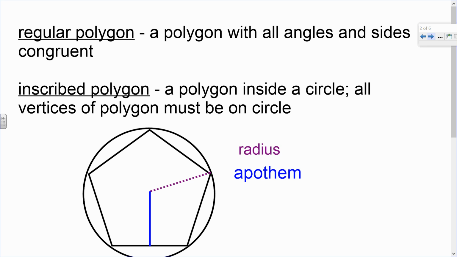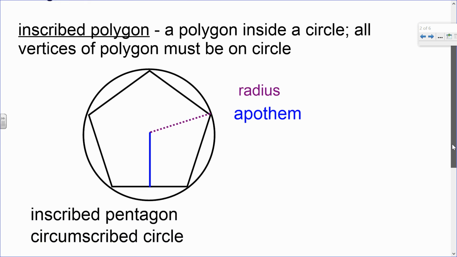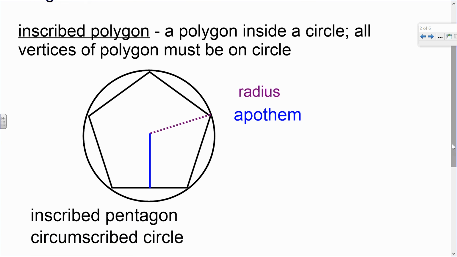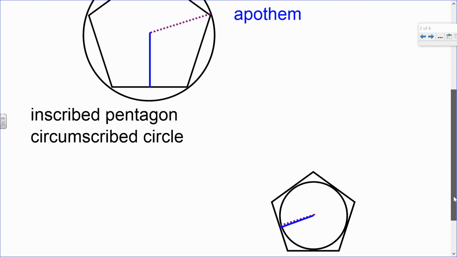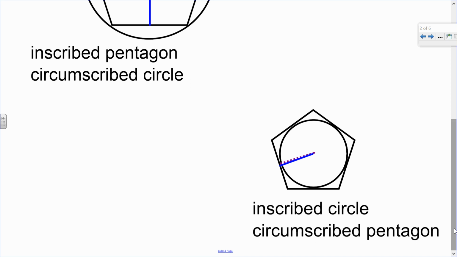Inscribed means it's drawn inside another shape. So in this picture, the pentagon is inscribed and the circle is circumscribed, because circumscribed means it goes around the outside of it. I could also draw one where the circle is on the inside and the pentagon's on the outside, and then the circle would be the inscribed one and the pentagon would be the circumscribed one.